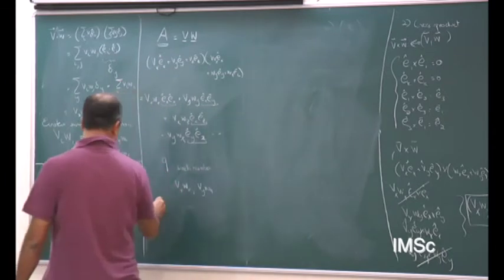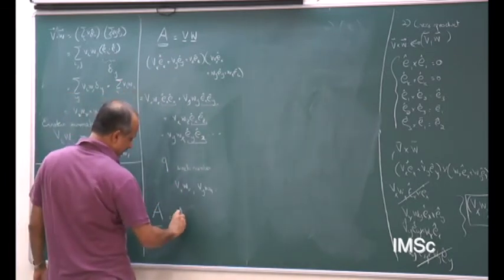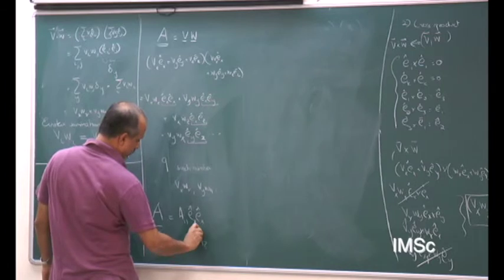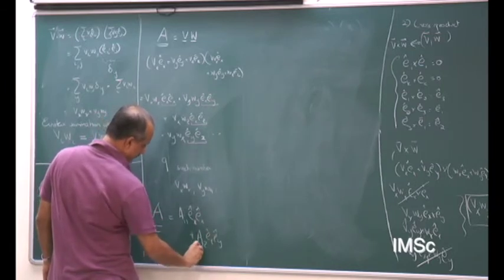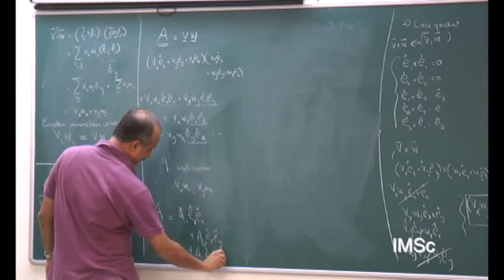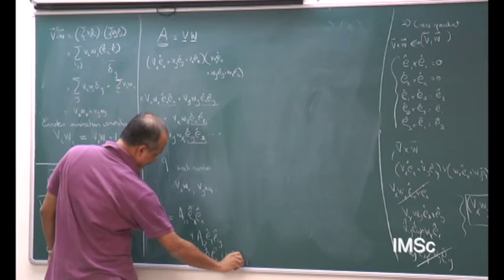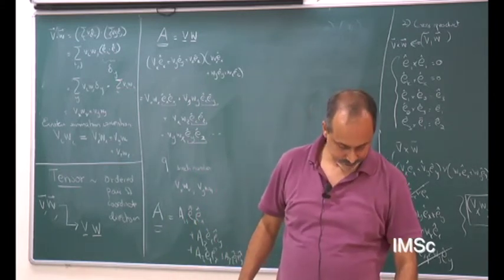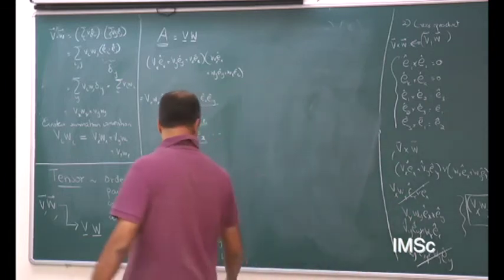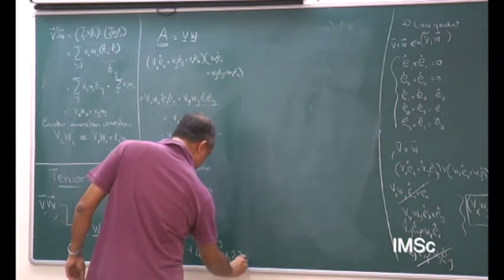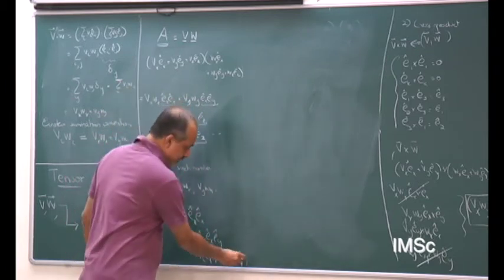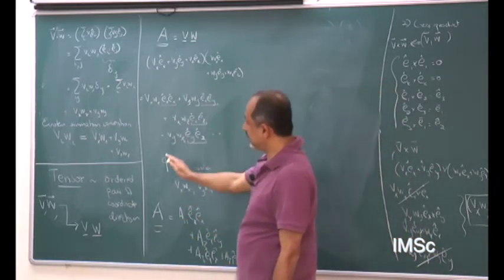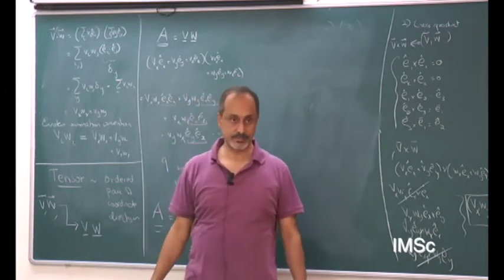So in general, a tensor A is A11 Ex hat Ex hat, plus A12 Ex hat Ey hat, plus A13 Ex hat Ez hat, plus A21 Ey hat Ex hat, and so on and so forth. So it's a way of thinking about an ordered set of numbers with the interpretation, in this particular case, that they come from combining two vectors together.